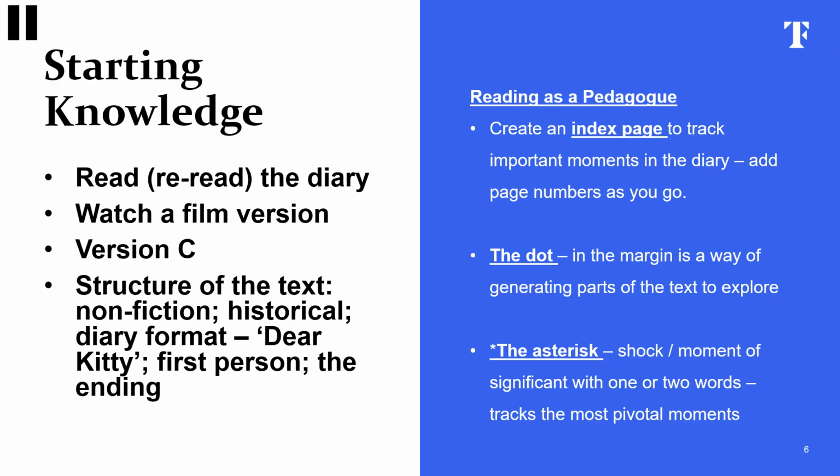It's also important that you have an understanding of the different versions of Anne's diary. There are 3 versions, labelled A, B and C. Version A is Anne's original private diary that she wrote from the 12th of June 1942 to the 1st of August 1944.